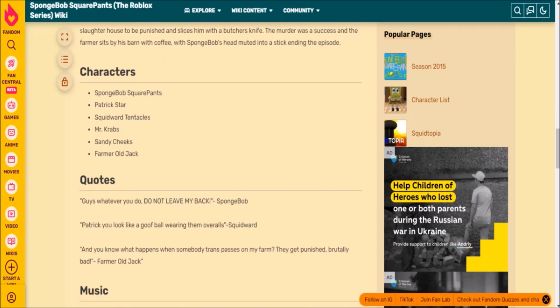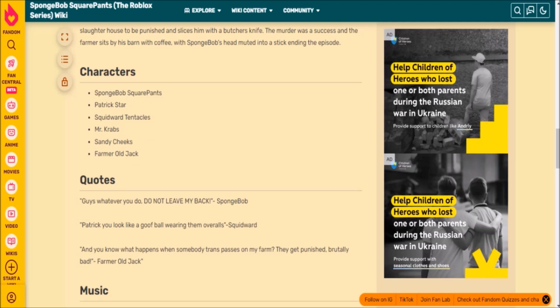Alright, so the characters, same as always, and you got Farmer Old Jack. Yeah, I'm saying same as always because it's the same characters: SpongeBob, Patrick, Squidward, Mr. Krabs, and Sandy.